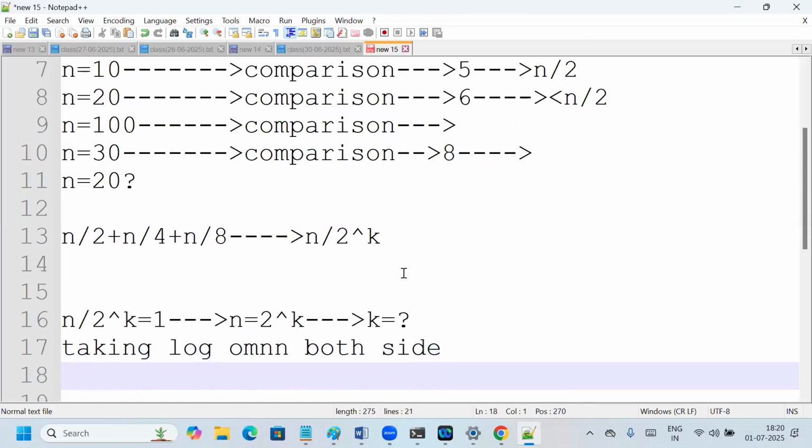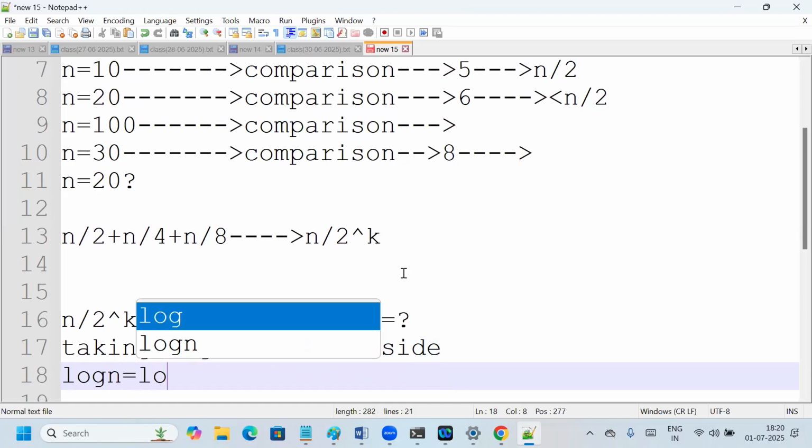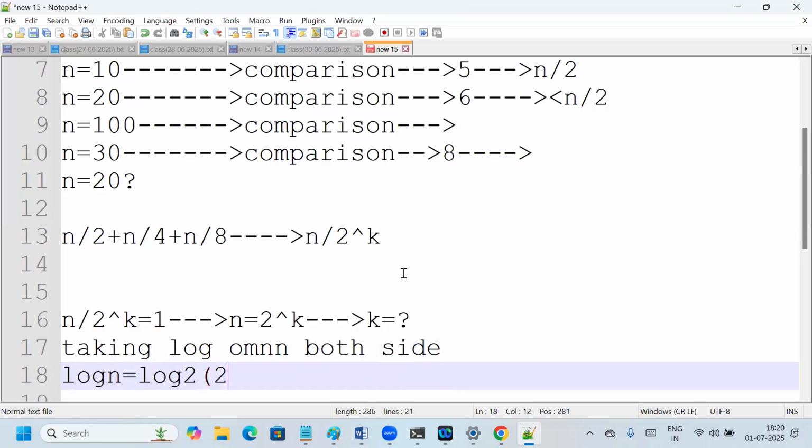What you are getting here? Log base 2 n. Correct? Log base 2 n, or I'm writing here log base 2 n. Here you are getting, guys, equals to log base 2 of 2. Correct?